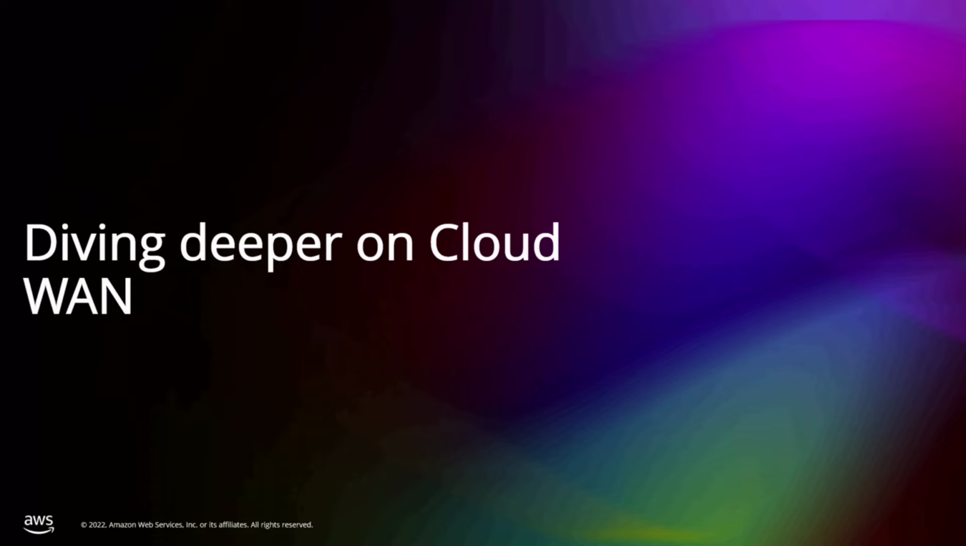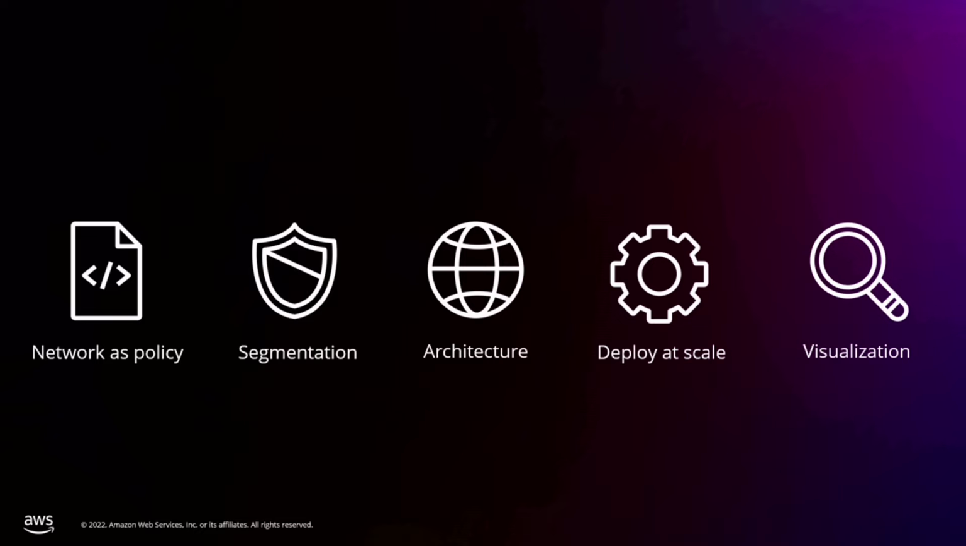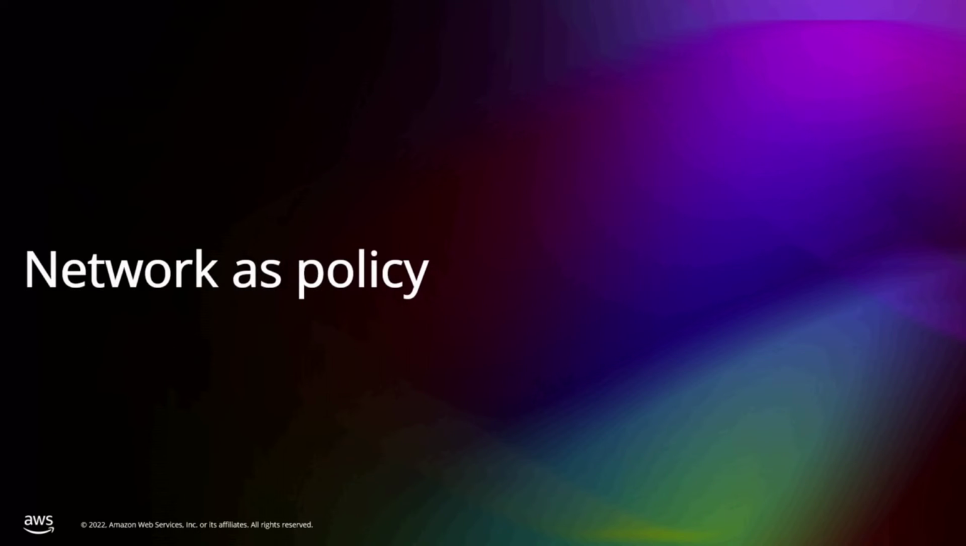OK, now we'll dive a little deeper on Cloud WAN and some of these architectures that can enable this. We'll talk about the network as policy and dive into some policy, talk about segmentation, building out additional architectures, deploying at scale using Cloud WAN, and then the visualization that we get from leveraging Cloud WAN to build out our global network. Starting out with network as policy.